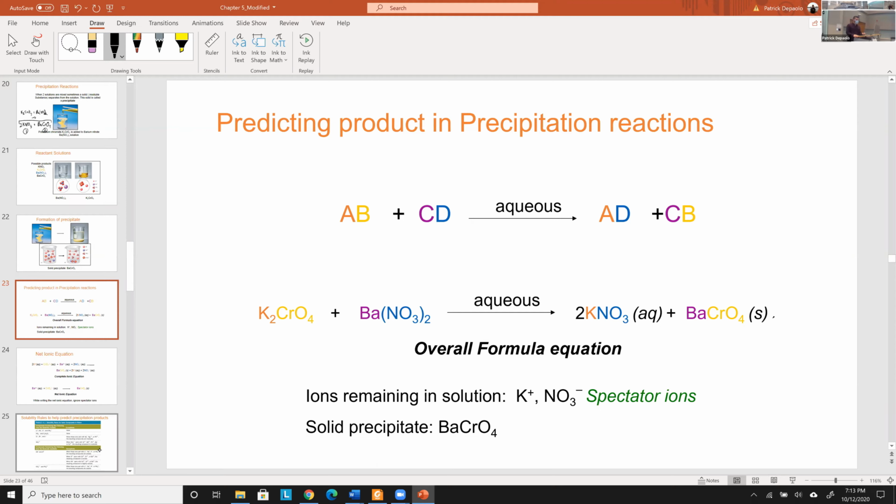So we have the same reaction here. We have the potassium chromate and the barium nitrate make the potassium nitrate and the barium chromate. We know the barium chromate is a solid. So S doesn't stand for soluble, it stands for solid. The AQ means it's soluble, meaning it's aqueous. So we should put an AQ next to these two as well.